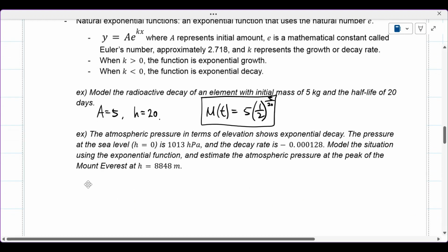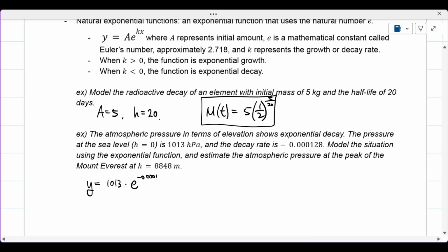So I think the equation would be y equals 1013 multiplied by e to the power of negative 0.000128 x, where maybe we can change the variable names. P, pressure, is equal to 1013 times e to the power of negative 0.000128 h, where h is the elevation from the sea level in meters, and p represents the atmospheric pressure.